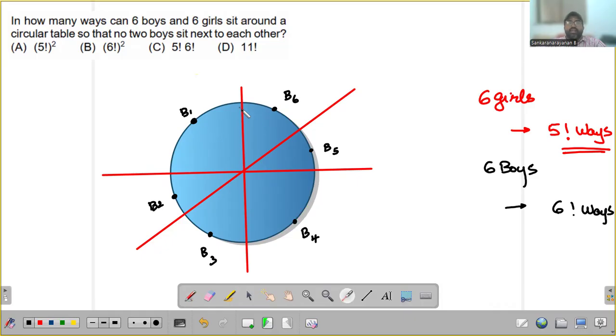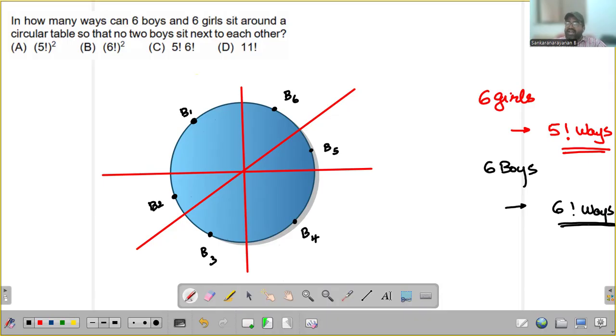It's no longer becoming a circular arrangement when it comes to the boys, because they have the constraint that no two boys sit next to each other. So first you arrange the girls. That can be done in 5 factorial ways. Then you take care of the boys. Once you arrange the girls, there are 6 positions, and those 6 boys can be placed in those 6 positions in 6 factorial ways. The arrangement is complete only when you take care of the 6 girls and 6 boys.